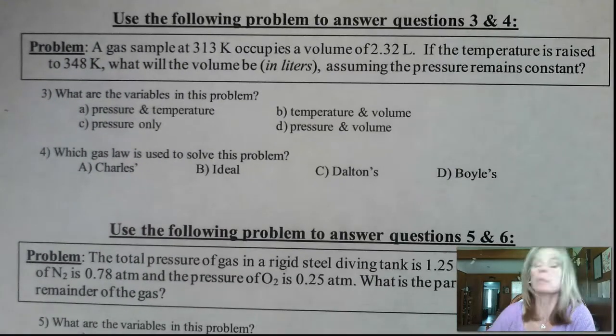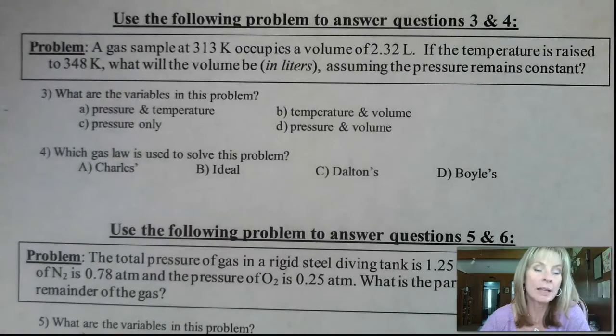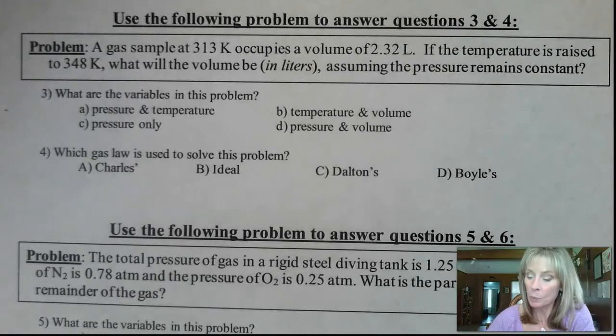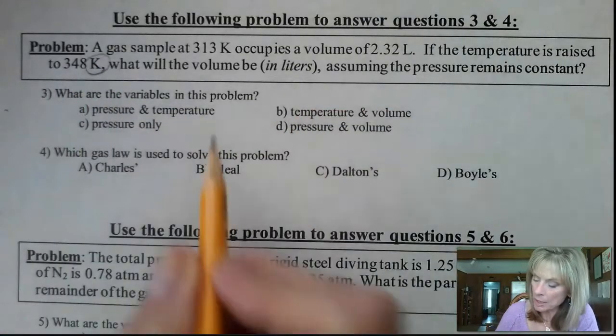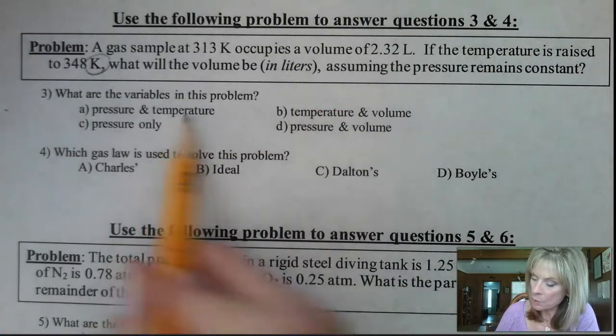Let's see, the next one for number 3. A gas sample at 313 Kelvin occupies a volume of 2.32 liters. If the temperature is raised to 348 Kelvin, what will the volume be in liters, assuming that the pressure remains constant? So again, number 3 is asking you to identify the variables in the problem. What is Kelvin? Right, Kelvin is temperature. Okay, so it's either going to be that one or that one.